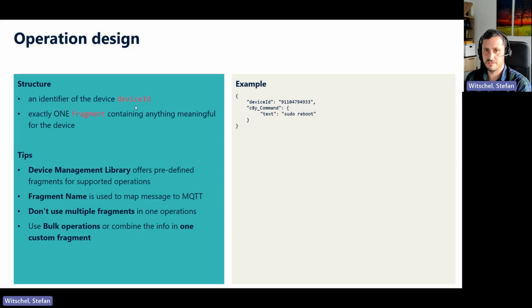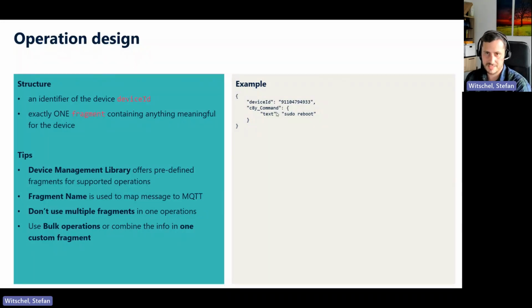We have an identifier, which is the device ID. This is the internal device ID. This is similar to source on the others. And it should have exactly one fragment containing a meaningful description, or meaningful content, for the device. In this example, I have a fragment called c8y_Command with a text, and the device knows if I retrieve an operation with that, I should execute what is written in the text thing.